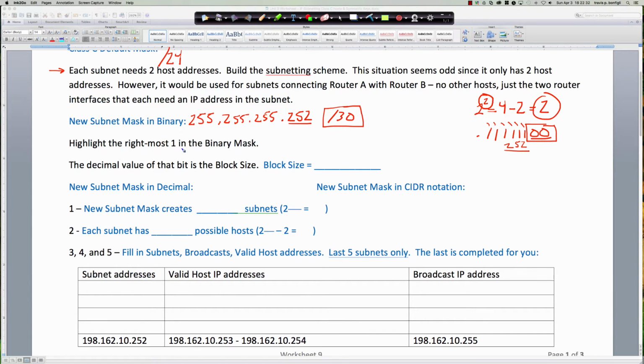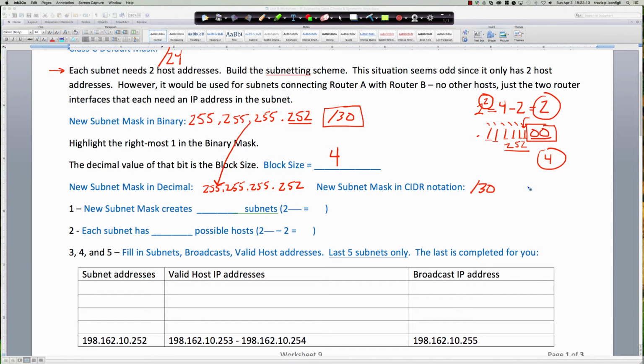So it says highlight the rightmost bit in the binary mask, which would be that bit right there with a value of 128, 64, 32, 16, 8, 4. So the block size is going to be 4. So the new subnet mask in dotted decimal, I actually wrote it up there, so it's going to be right here. New subnet mask in CIDR notation /30. So again, 255.255.255.252. New subnet mask creates, so how many subnets does that create?